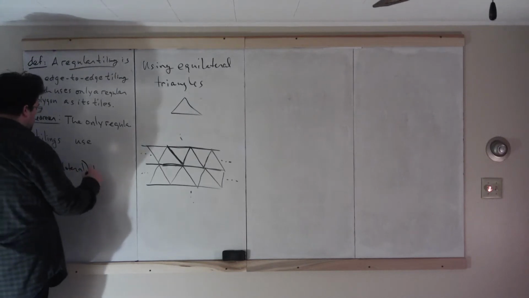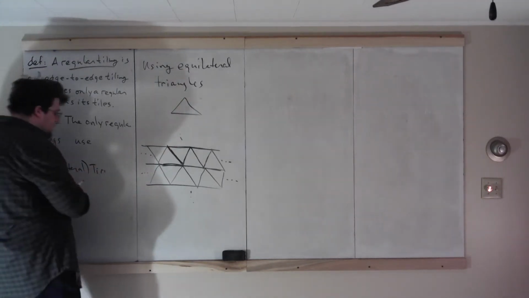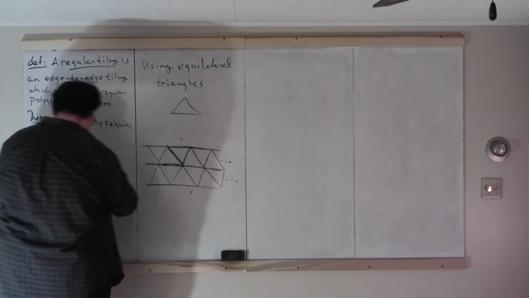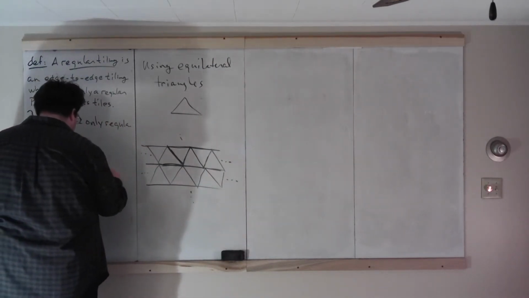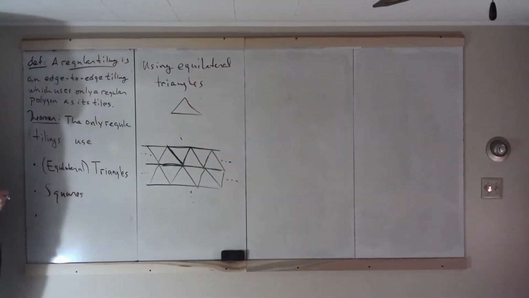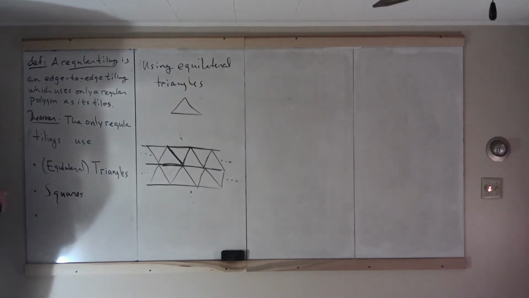Equilateral triangles. I'm having trouble spelling words properly. Triangles, that's not a complicated word. T-R-I. So this theorem, the only regular tilings used, it could have just said triangles, but I'll emphasize that they're equilateral by saying equilateral. What else?